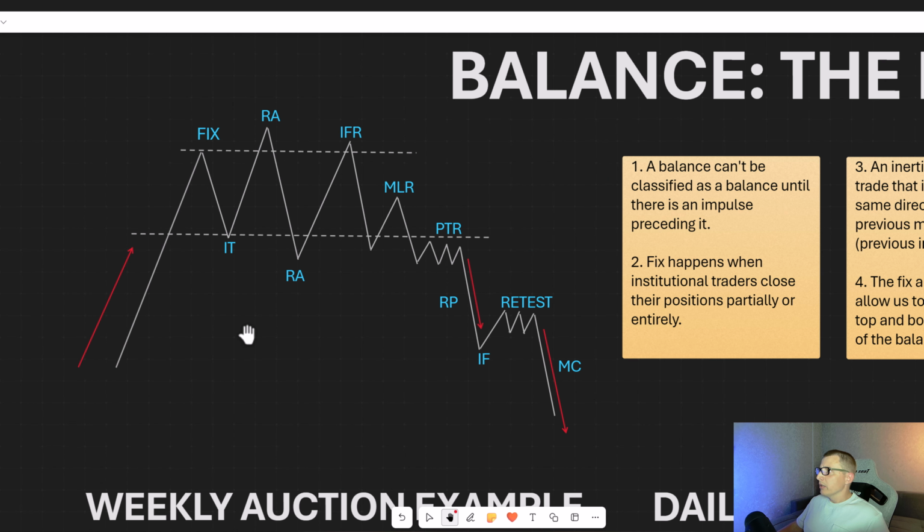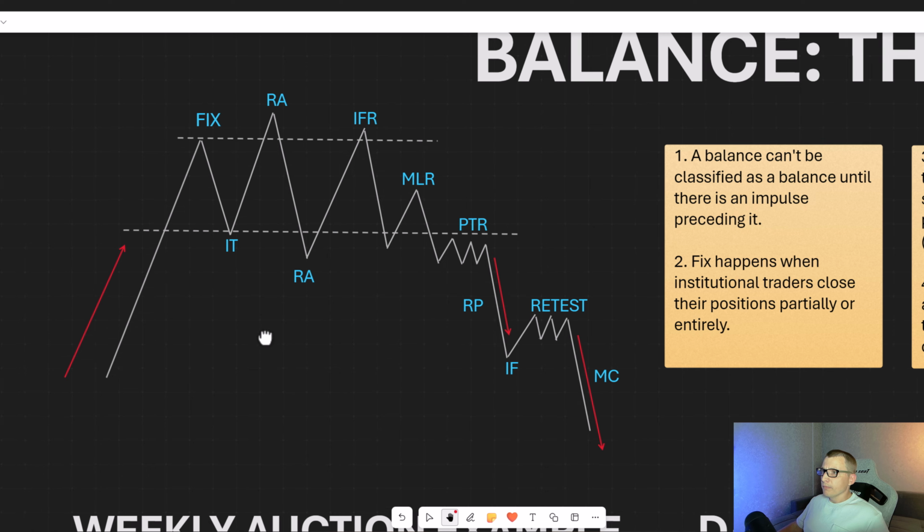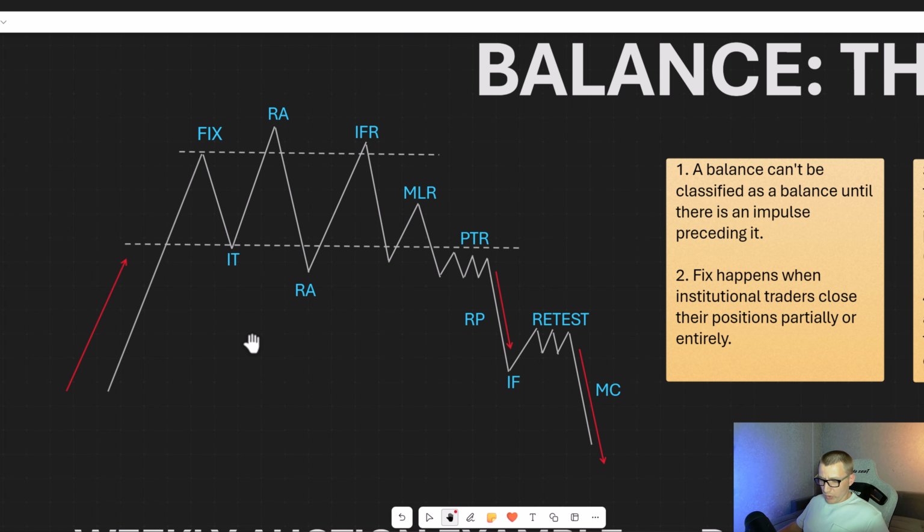Let me zoom in. Okay. Let's draw a bit. What do we see here? Any balance always starts with an impulse. Please remember it. We can classify any range or a consolidation as a balance only if there is an impulse preceding it. This is rule number 1.